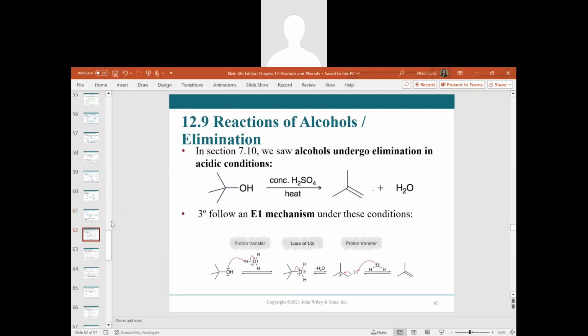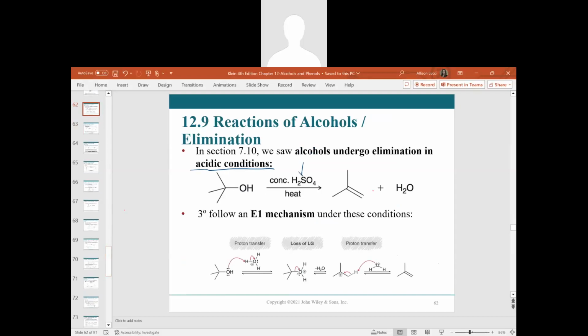So our alcohols, in addition to substitution, can also undergo elimination reactions when we use the correct reagents. So we can perform an elimination in acidic conditions. If we used heat and concentrated sulfuric acid, we can produce an alkene. So we have that elimination, and this would also produce water as a byproduct. This is specific to tertiary alcohols, like our tert-butyl alcohol here. They follow an E1 mechanism.